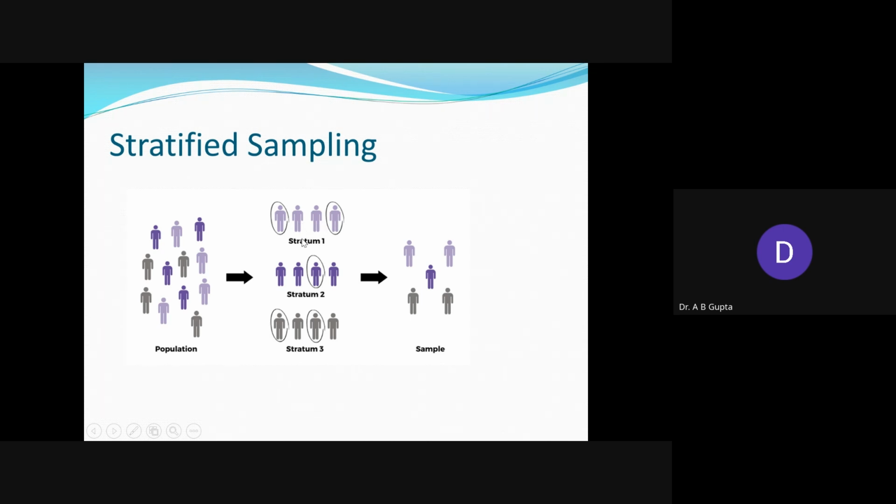Similarly, if you want to collect a sample from a population, you can have strata. Stratum 1 is only senior males. Stratum 2, senior females, and stratum 3, all the children can be put under stratum 3. So in this way, this is stratified sampling. First of all, having some strata based on some criteria, and then from each stratum, you select the items.